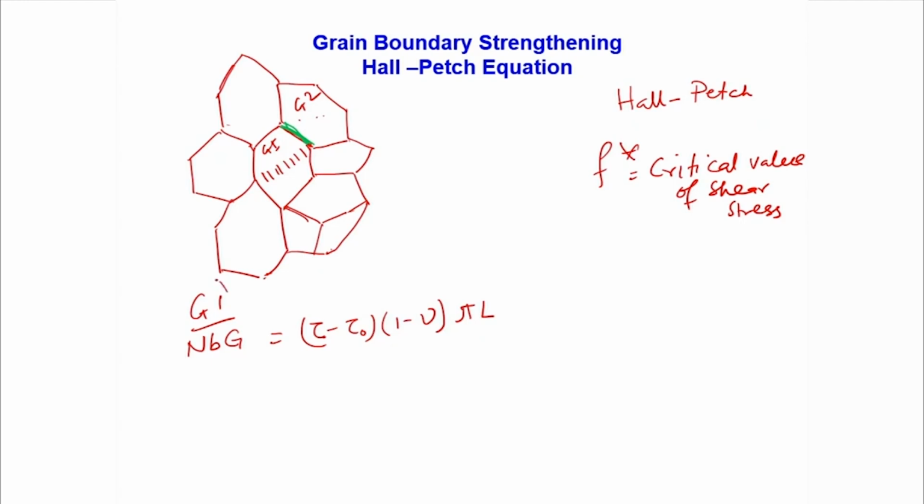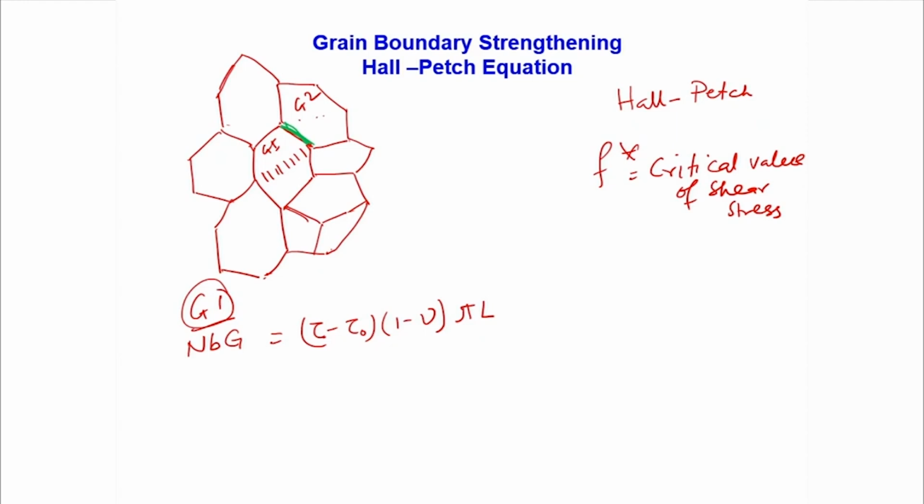And remember, this is happening in grain 1, right? That's why. And this 1 minus nu is because of the Poisson ratio. Nu is the Poisson ratio. When do you multiply by 1 minus nu? Whenever the Poisson ratio comes, when you have a lateral and a longitudinal strain. That ratio is given as the Poisson ratio. And so that gives you the 3D picture of the deformation. So that is what it is. So n times b times G must be equal to tau minus tau 0 multiplied by 1 minus nu times pi L, right.